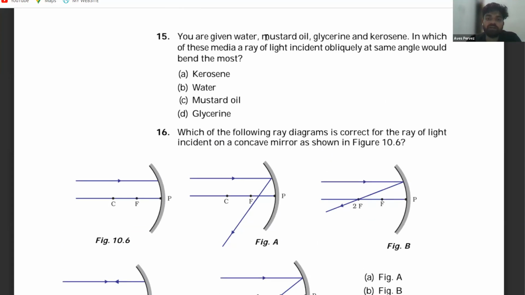You are given water, mustard oil, glycerin, and kerosene. In which of these media would a ray of light, incident obliquely at some angle, bend the most? So which one is denser? It will bend the most.